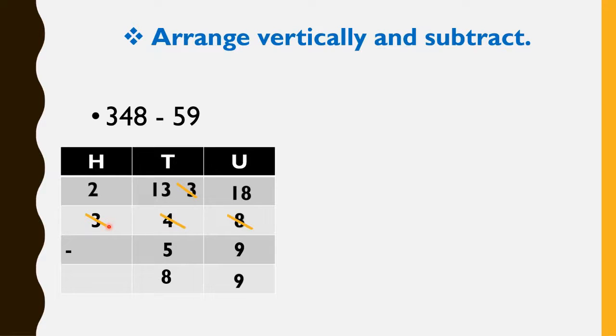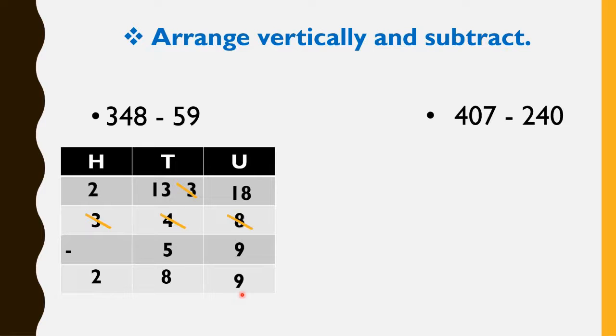So 8 tens. Now in hundreds place there is no other number. That means we consider it as 0. So 2 minus 0 is 2. So 200, 8 tens and 9 units. So 289.